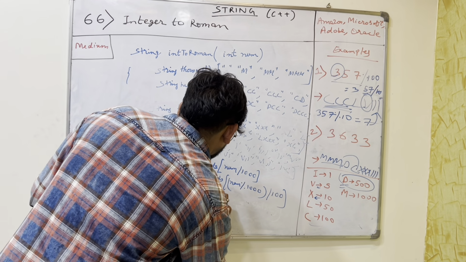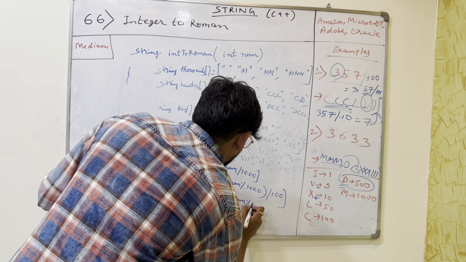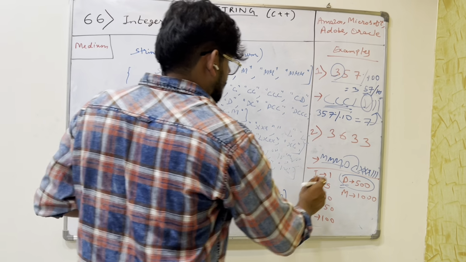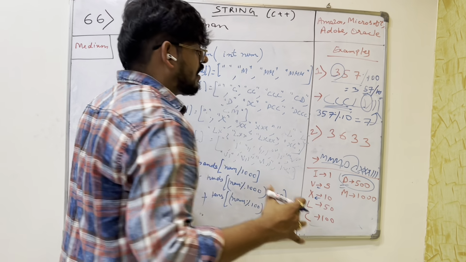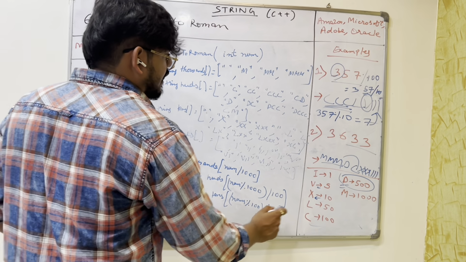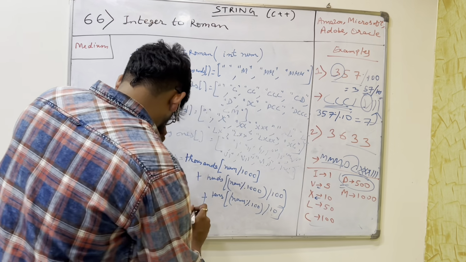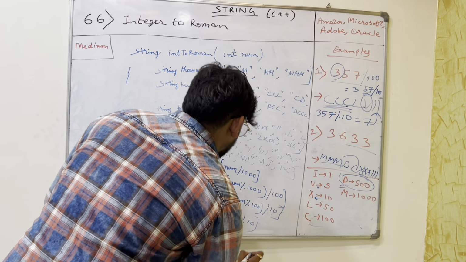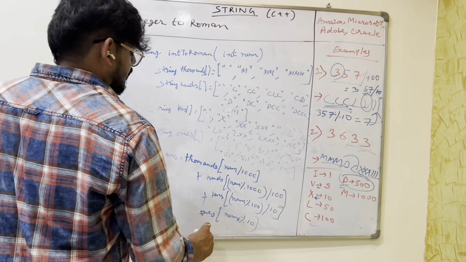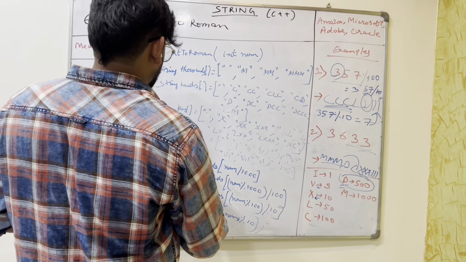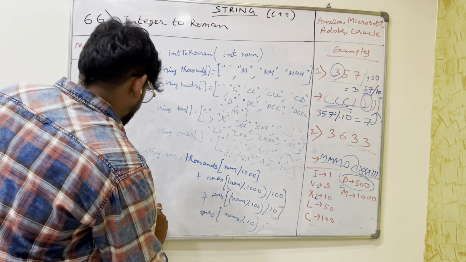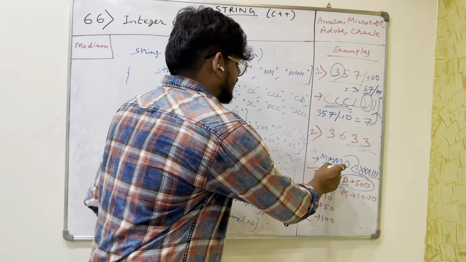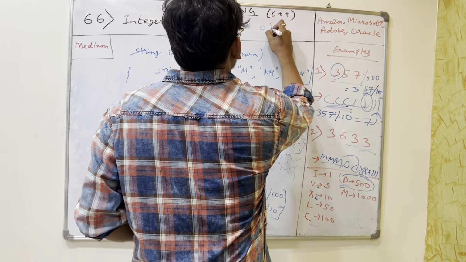3M, DC. Now tens, num mod 100 divided by 10. What will we get now? Mod 100. So 3633 mod 100 will give us 33, and then divide by 10 will give us 3. So XXX we will get, and then num mod 10 will give us this 3. Okay, so this string answer would actually be this value, and then we will return our answer. Okay, so this will be appended, and we will get the answer for any integer value from 0 to 4000.